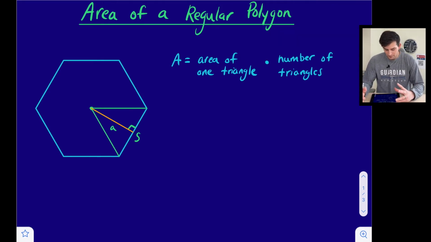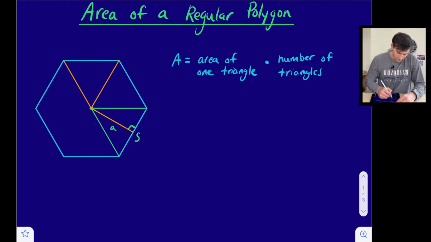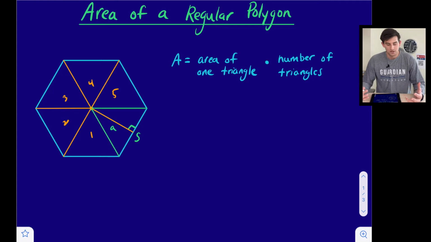On the right side we see it's the area of one triangle times the number of triangles that we could make inside this regular polygon. Here we have a hexagon, and essentially what we could do is draw these segments to each of the vertices of our polygon. That gives us our number of triangles: 1, 2, 3, 4, 5, and 6. So we have 6 triangles here.